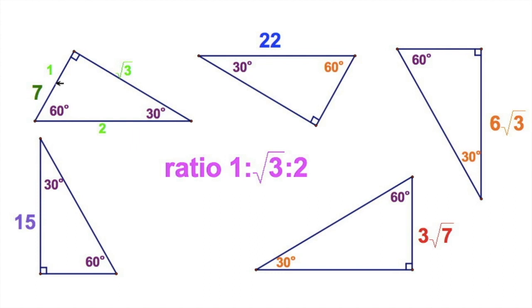Or I could just say, whatever this is, double it. Whatever this is, multiplied by radical 3. Therefore, 7, 14, I got 7 radical 3 for the long leg, 14 for the hypotenuse. Pretty good, right?